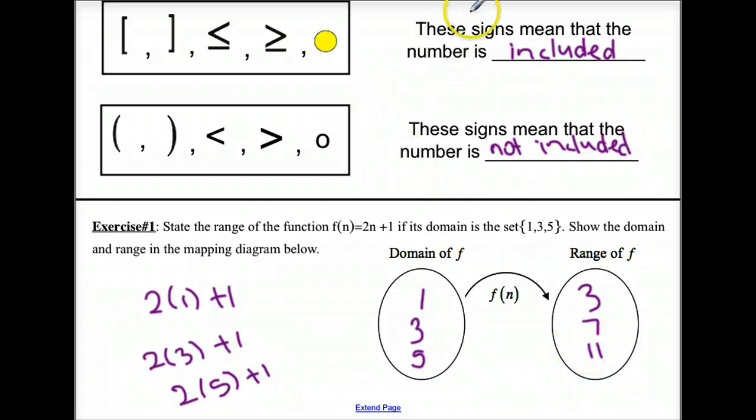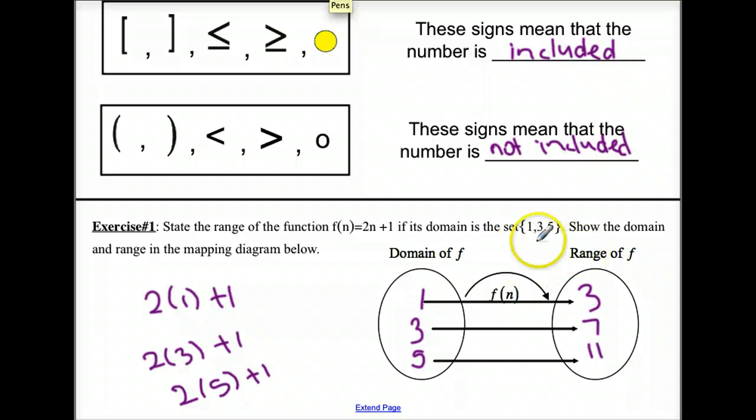It says mapping, so all mapping means is that I am going to draw arrows. So 1 goes to 3, 3 goes to 7, and then 5 goes to 11. So that's what it means by drawing a mapping. This is my domain, and this is my range based on this function, f of n equals 2n plus 1.